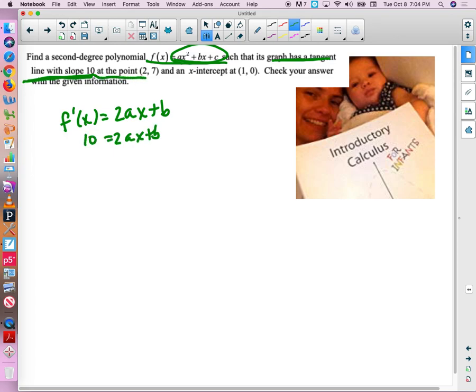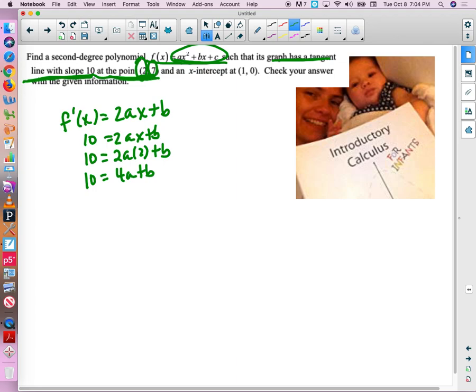And let's read on. At the point (2, 7). That means all of this happens when x is 2. And if you had a y, you could fill that in also. So it hits 10 at the point (2, 7). It's like gold if you have a point. Use it. It's like a big plus for you.